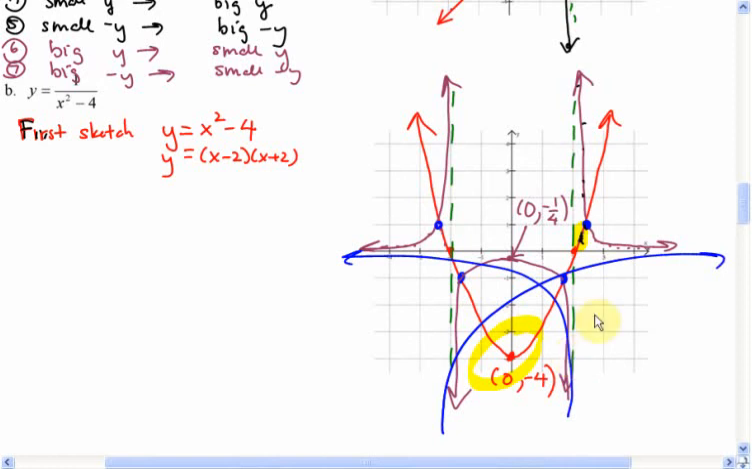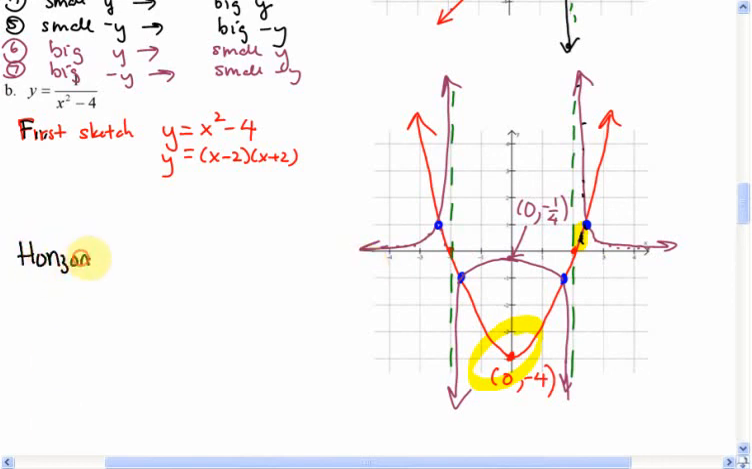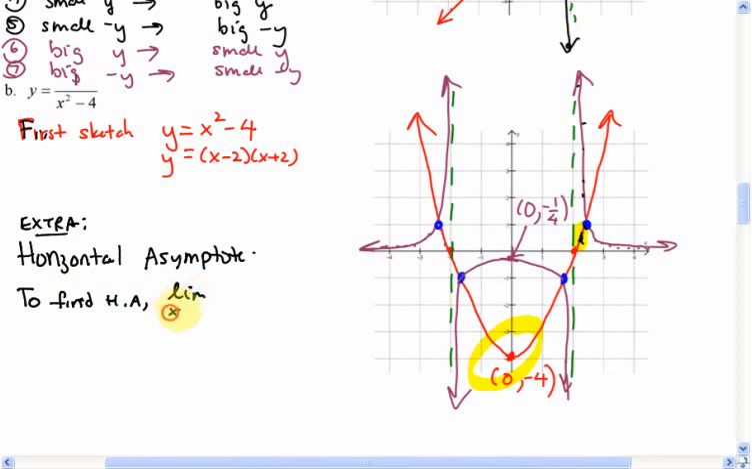Now, since you're in honors, you're like, hey, Mr. Lee, what's the horizontal asymptote? Let's figure that out. So, extra. What's the horizontal asymptote? Okay, how do we calculate horizontal asymptotes, first of all? So as a review, to find the HAs, I'm going to ask you to take the limit as x approaches infinity of the function.